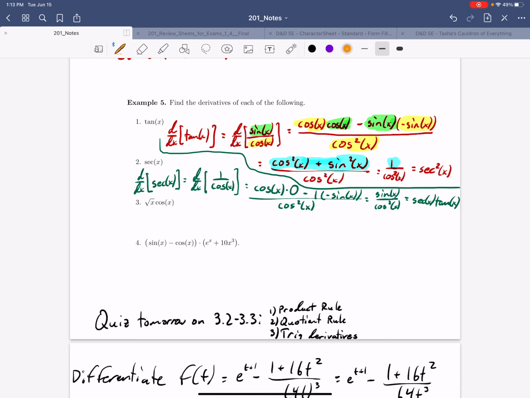Let's take some quick derivatives. Some people might have already gotten this from class, but just to confirm, just so we're all on the same page: the derivative with respect to x of the square root of x times cosine of x. This is a product rule, right?